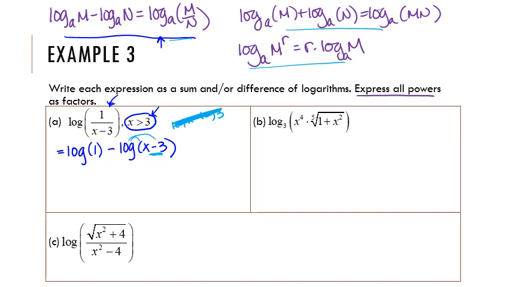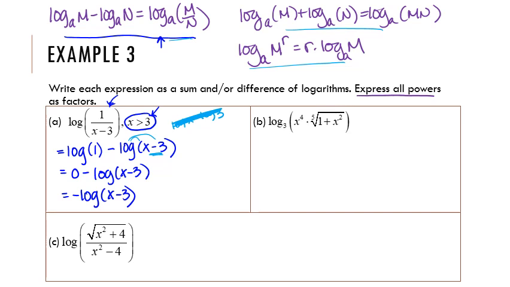And I can actually take this a step further, where the log of 1, so remember that's a log base 10 of 1, so 10 to what power is 1, and that's 0. So this just simplifies into the negative log of x minus 3.